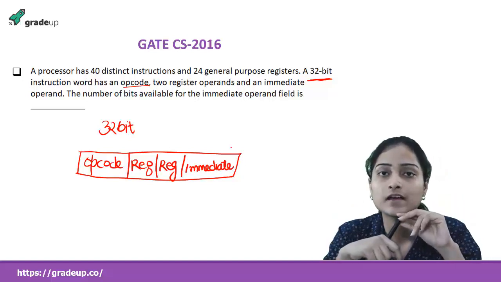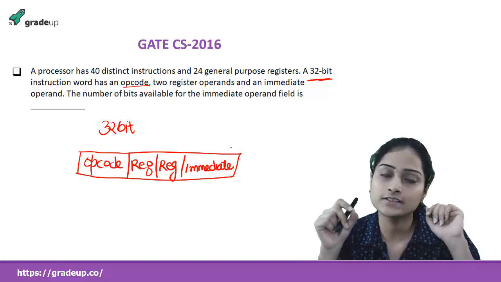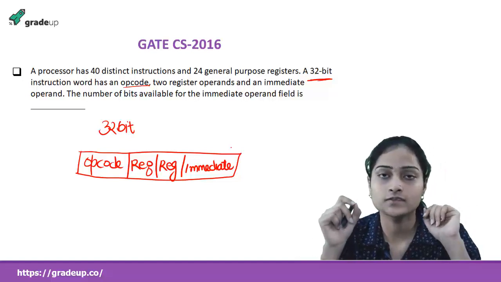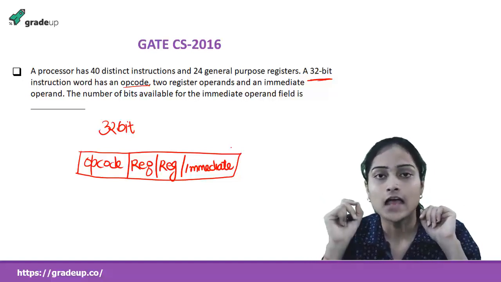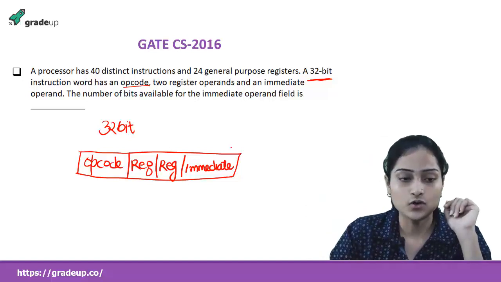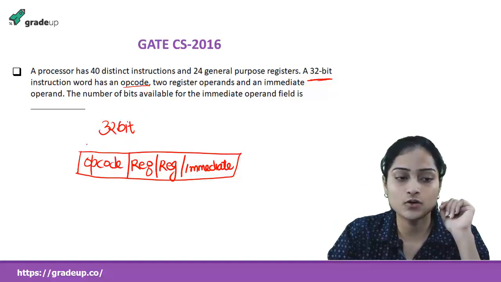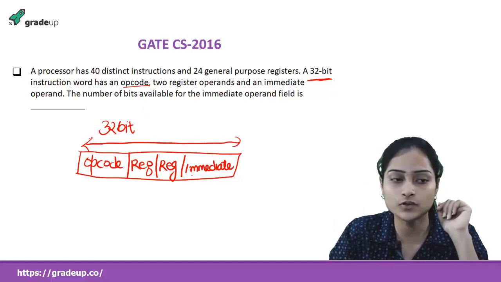You might be confused about what an immediate operand is. Don't worry, just take it for now as some other field, like we have taken some memory content. I will explain this in my addressing mode video, so don't worry about it. Now, the whole instruction is 32 bits, and it is asking how many bits are available for this operand.